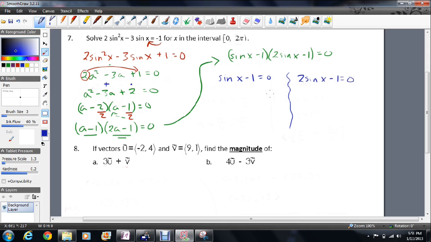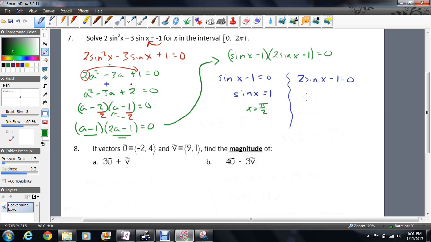We add the 1, we get 1 is equal to sine of x. So you have to ask yourself, okay, sine means y, so where's the y value equal to 1 on the unit circle? Well, there's only one spot where the sine value is equal to 1 on the unit circle. That value is 90 degrees, or pi over 2. So there's our first answer.